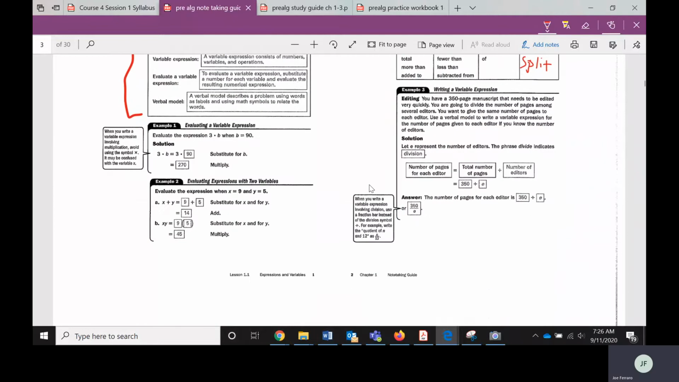So let's take a look at what a word problem would be like. It says you have a 350-page manuscript that needs to be edited. You're going to divide. So right there, that should be key. Okay, that you're going to divide up something.